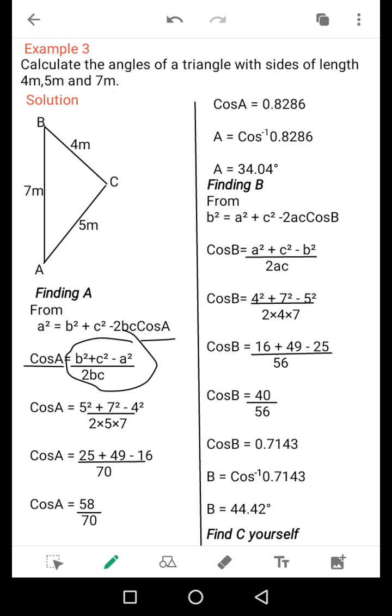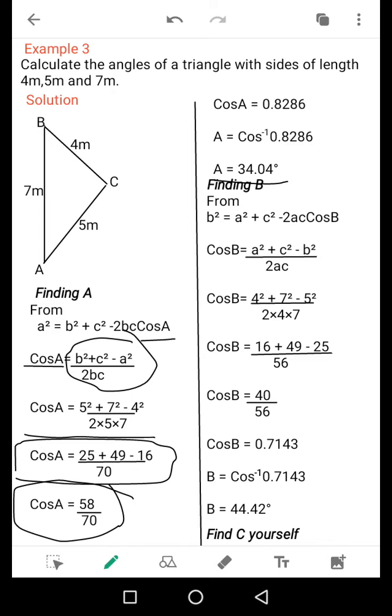Now let us try to substitute the given value. By substituting the given value, we have 5 square plus 7 square minus 4 square, all divided by 2 times 5 times 7. So for that simplification, we have this. So now we have cos A to be 58 over 70. Lastly, we take the cos inverse of both sides. So we have our A to be 34.04 degrees. Now we have gotten angle A. So don't forget that we have to calculate the angles and not the angle of the triangle, all the angles of the triangle. So we have gotten angle A, we need to get angle B now.